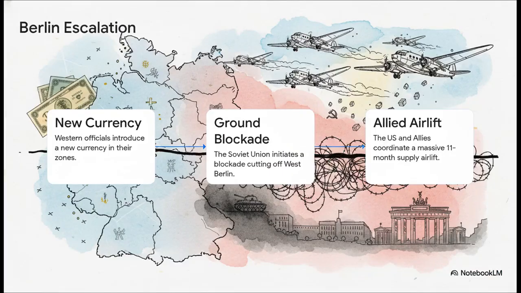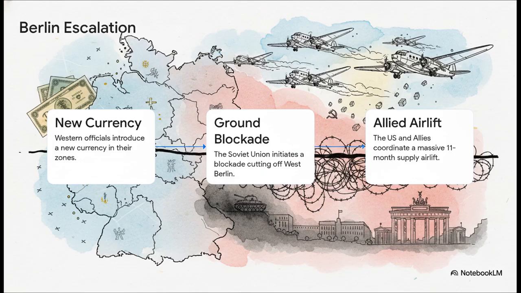And nowhere was this tension more obvious than in Germany. Basically, the country and the capital city of Berlin itself were sliced up into occupied zones. In June 1948, Western officials introduced a new currency in their zones. The Soviets, they were not happy. They retaliated by initiating a complete ground blockade, cutting off all road and rail access to West Berlin.